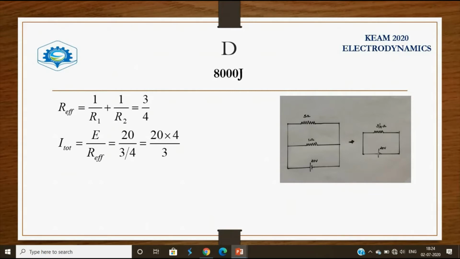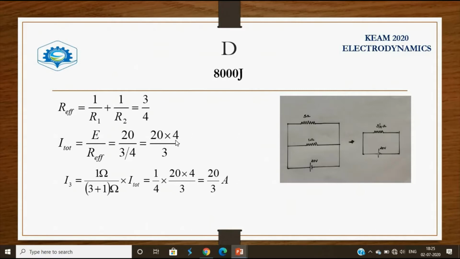To find this particular answer, now consider the equation. The current flowing through the resistor 3 ohm, that is R1, is equal to the other resistance 1 ohm divided by the total resistance into the total current. Okay, the other resistor divided by the total resistance into the total current, which is equal to 1 by 4 into 20 into 4 by 3, that is the total current as per this equation, which is equal to 20 by 3 ampere. That is the current flowing through the resistance R1, that is 3 ohm.